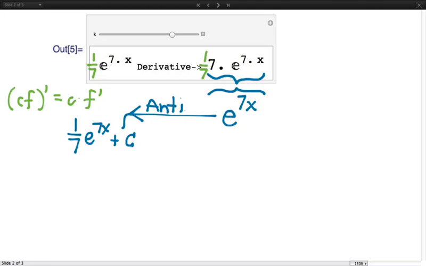So tell me, how could we have used the chain rule to tell us this? Let's say I want to know what is the antiderivative of e to the minus 2x. How could I use the chain rule to give me this answer? More to the point, the chain rule backwards. What would that look like?